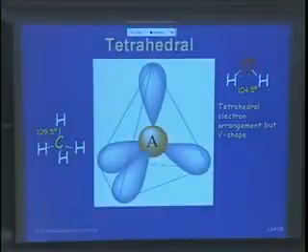What's the steric number on this? 1, 2, 3, 4. Each pair counts for 1. So this is actually tetrahedral coordinated. It's not just bent, it's tetrahedral coordinated. And so, but the angle is not 109.5 degrees, it's 104.5 degrees. Why is that? That's called the lone pair repulsion.